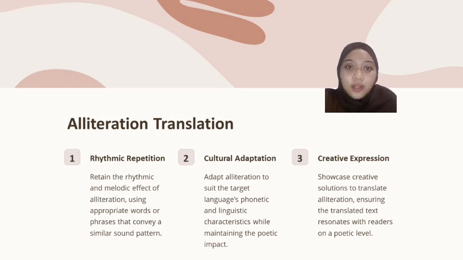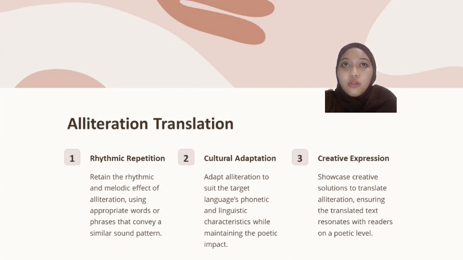So I will explain about alliteration translation. Alliteration translation is a literary technique that involves the repetition of consonant sounds in the beginning of multiple words. It can be challenging, but there are three main approaches to consider. The first one is the rhythmic repetition.